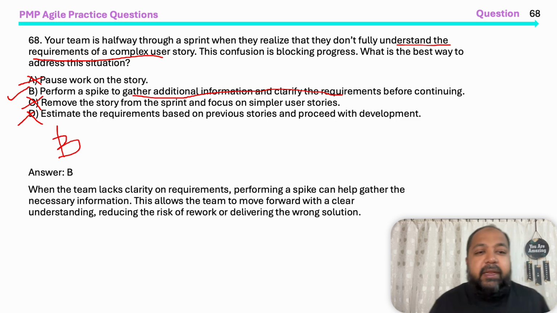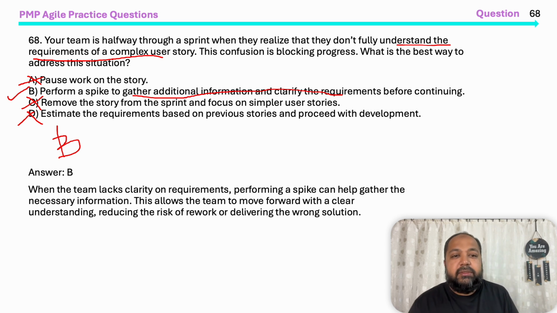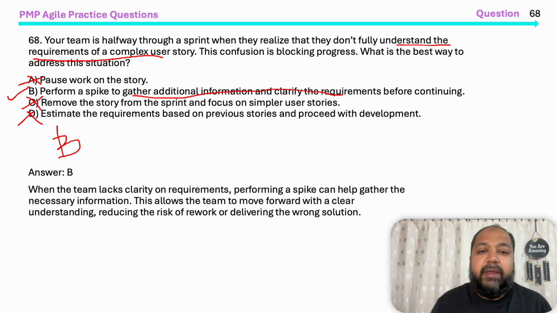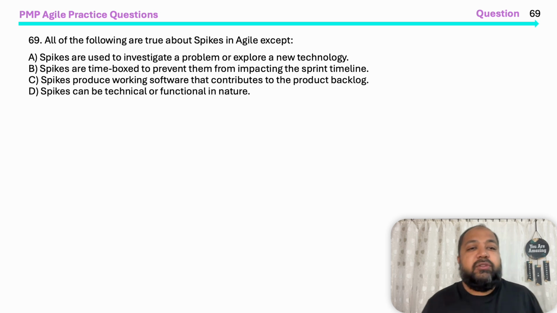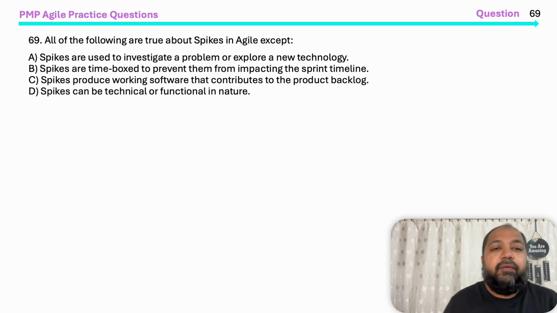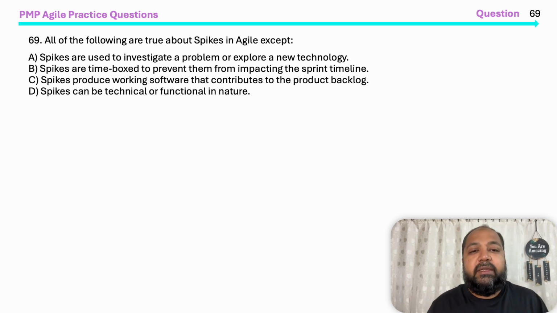Yep. When the team lacks clarity on requirements, performing a spike can help gather the necessary information. This allows the team to move forward with a clear understanding, reducing the risk of rework or delivering the wrong solution. Okay, good one. Let's go to the concept kind of questions. All of the following are true with spikes in Agile, except. Okay, this tells you what is not a spike. That also helps you learn faster and better.